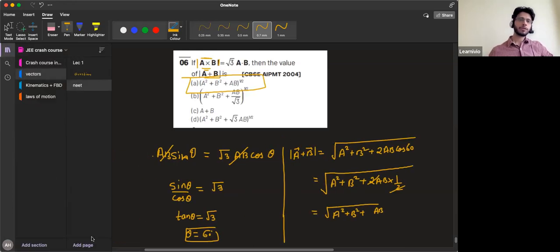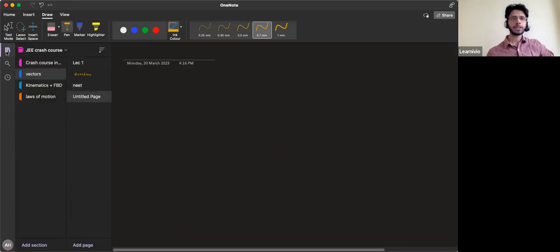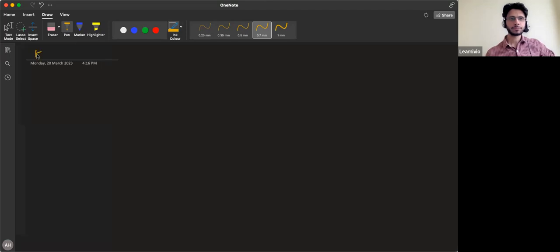Okay, so after vectors, let's start with the next topic, kinematics. See, kinematics is the branch where we study motion without considering its cause. What is the cause of each motion? The cause of each motion is force. So in kinematics, we don't study force. We study motion without considering the cause of motion. That's kinematics. We can divide kinematics into further 2 parts.